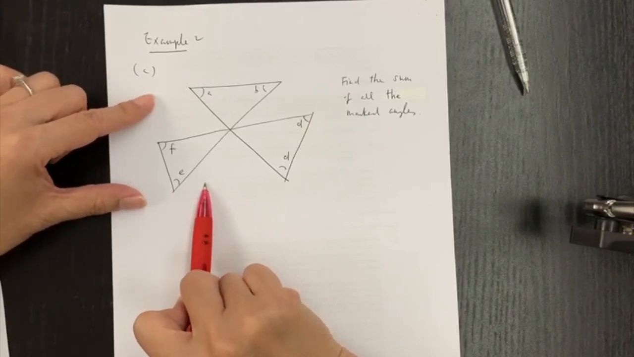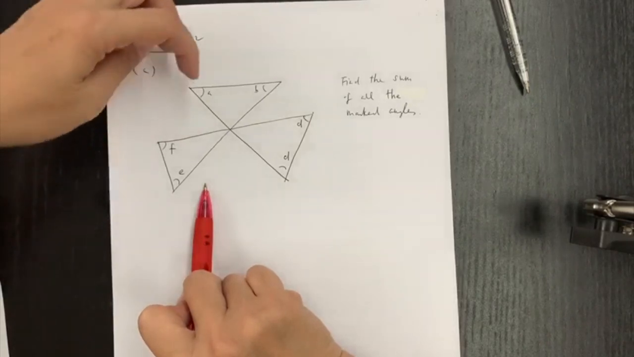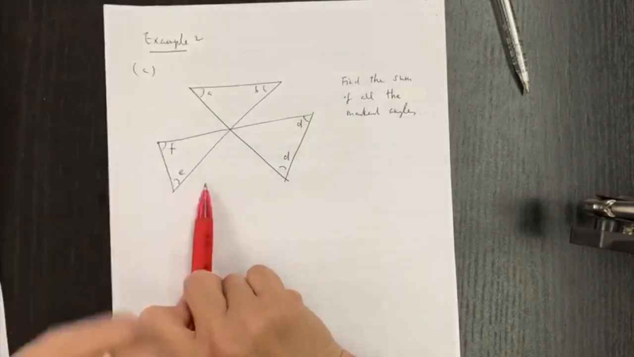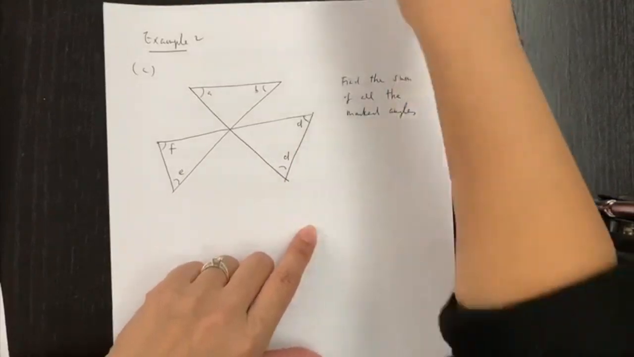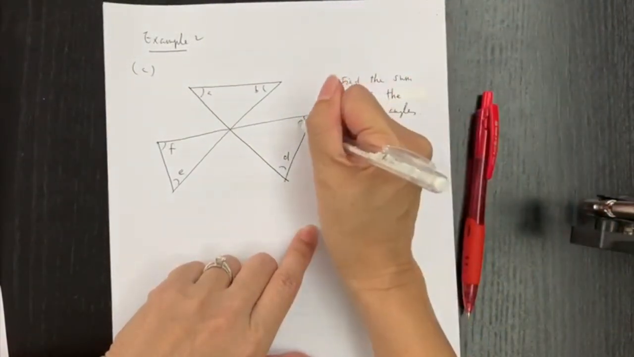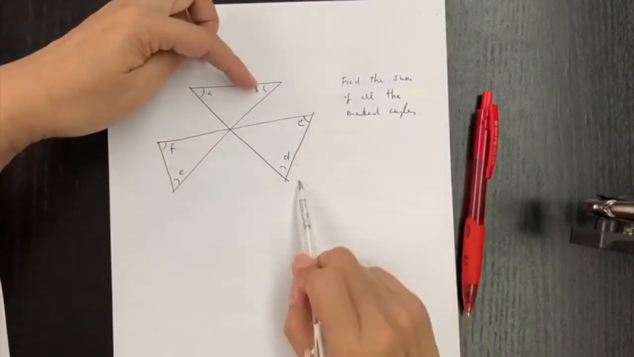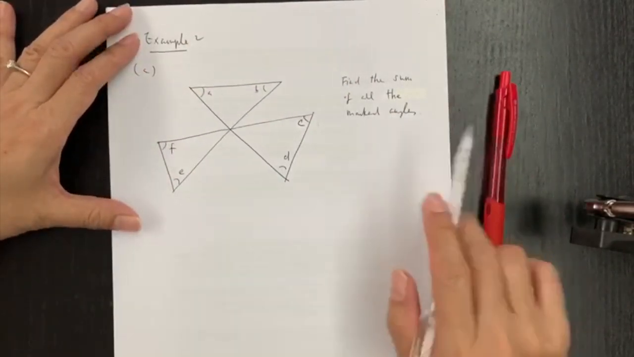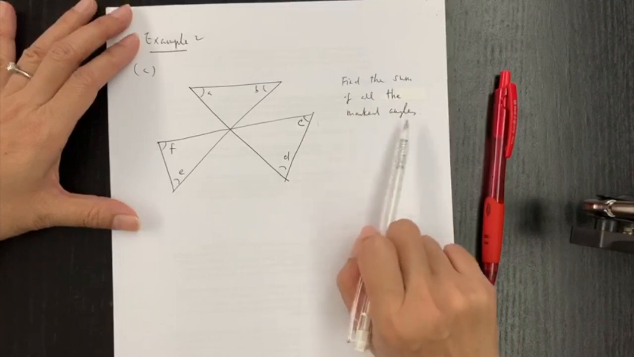All right, so how many angles do we have here? We have A, B. Oh, where is C? Oh, sorry, C is to be here. C, this is C. So C is here. So we have A, B, C, D, E, F. So we have 6 angles, and you need to find the sum of all the marked angles.